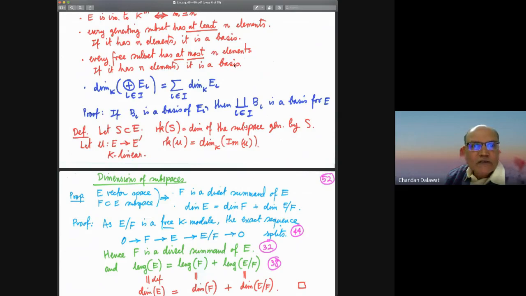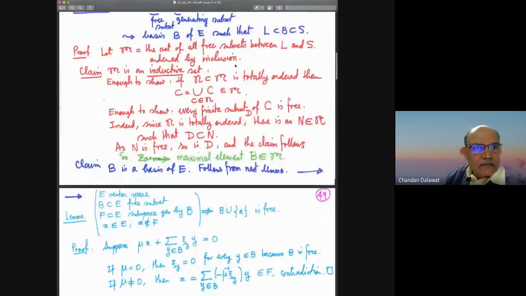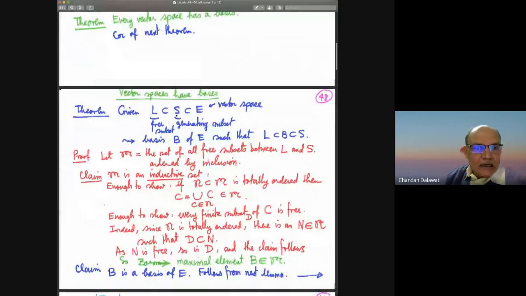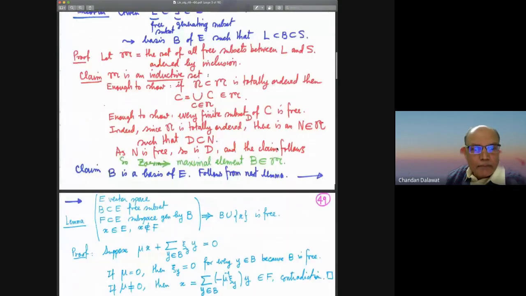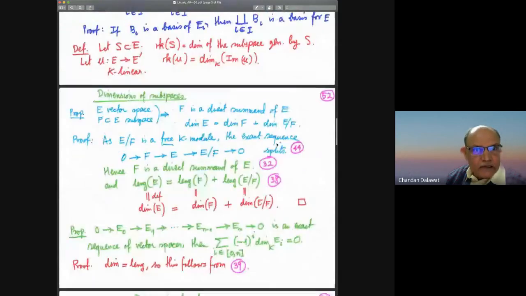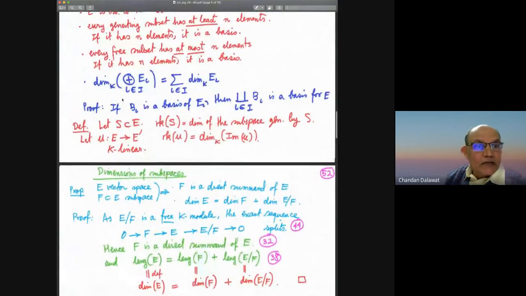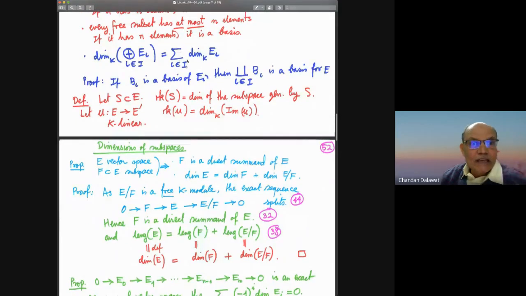These are all consequences of this theorem here, that between any free subset and a generating set containing it, there is a basis. And any two bases have the same number of elements. Okay, so if I take the direct sum of a certain number of vector spaces, then the dimension of the direct sum is the sum of the dimensions. That's because you can get a basis of the direct sum by taking the disjoint union of bases of all the direct summands.